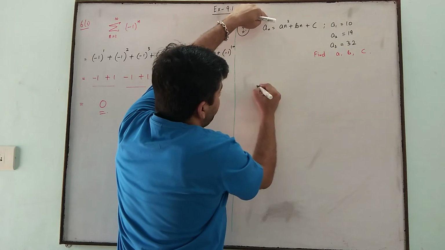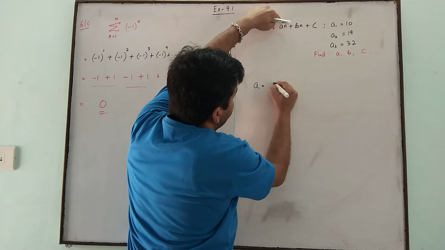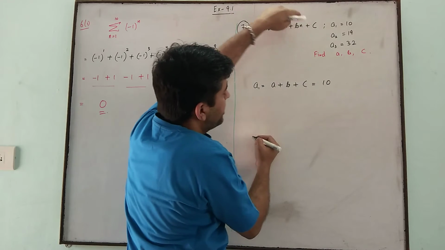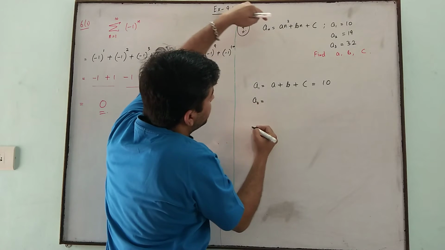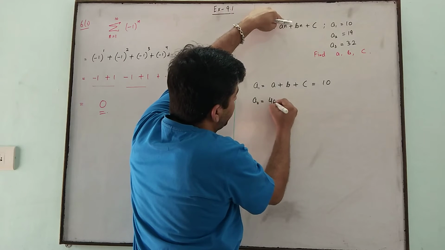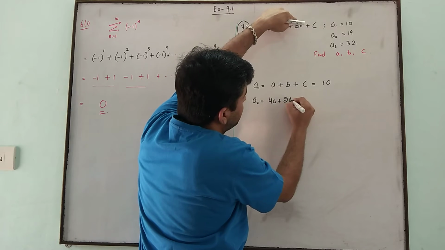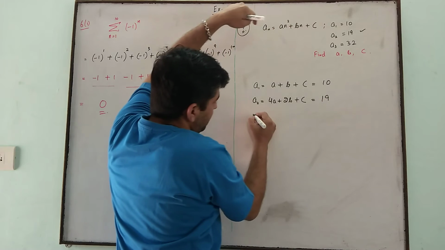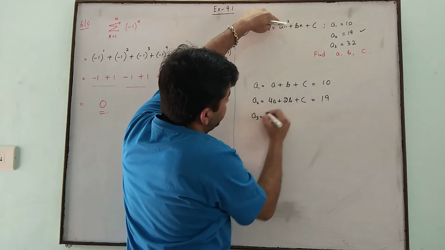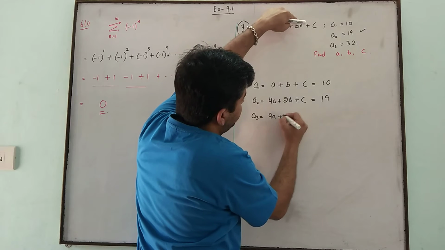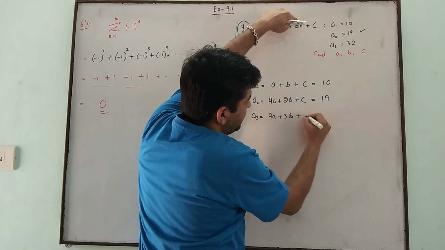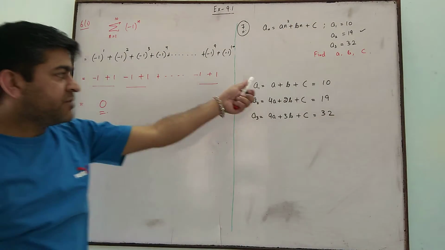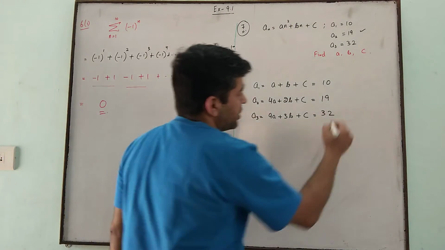A1 is given as 10. If you find A1, you will get A plus B into 1 plus C, and that is given as 10. A2 means 4A plus 2B plus C, and A2 is given as 19. A3 is 9A plus 3B plus C, and that is given as 32. Now we have three equations. We need to solve these three equations.